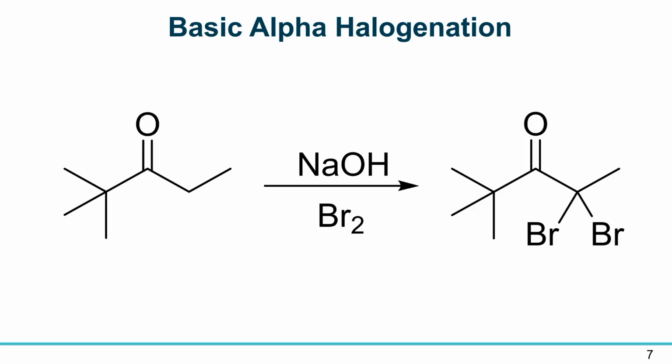Alpha halogenation can also be performed under basic conditions, but suffers from difficult to control polyhalogenation whenever there is more than one alpha proton present. In this example, when 2,2-dimethylpentan-3-one undergoes alpha bromination using hydroxide and bromine, both available alpha protons are replaced and the dihalogenated product 2,2-dibromo-4,4-dimethylpentan-3-one is formed.